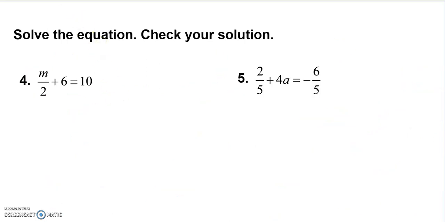Okay, so now it wants us to solve these also. Okay. I'm changing my color.